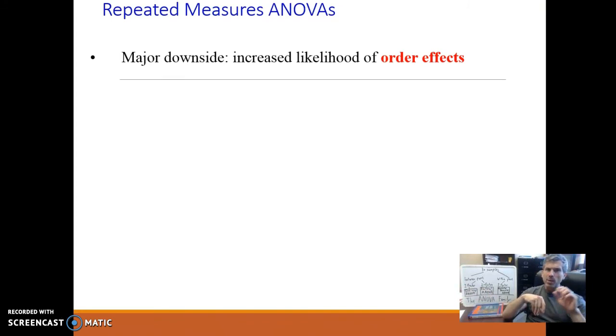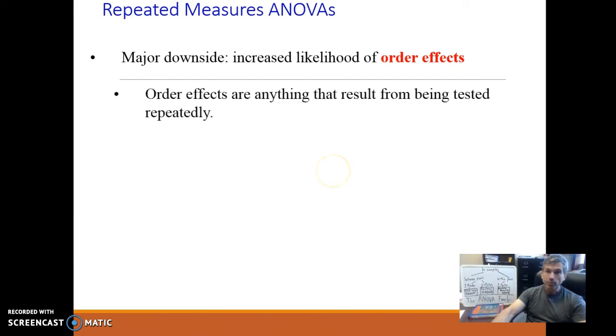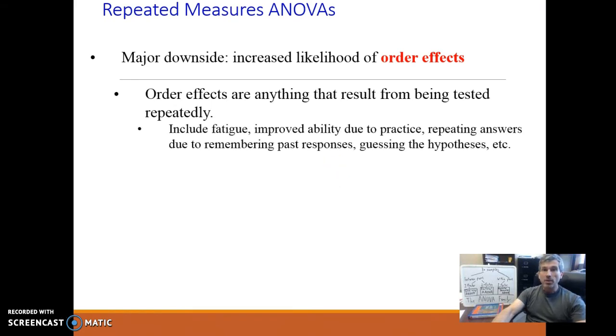Here's the thing. As people get measured on the same variable multiple times, they can start to experience what are called order effects. Order effects are things that change their scores just based on the fact that they've done that same DV measurement multiple times in a sequence. So order effects are anything that result from being tested repeatedly on the same DVs. Here are some of the really common ones.